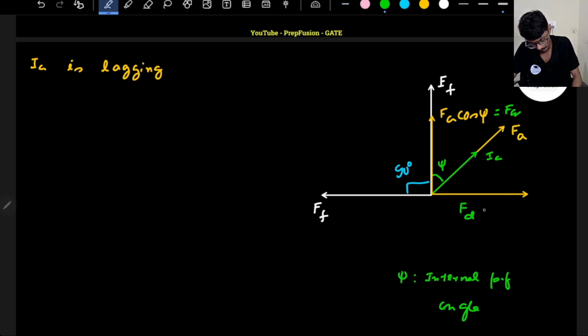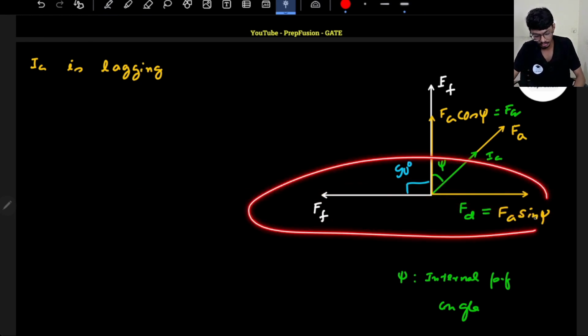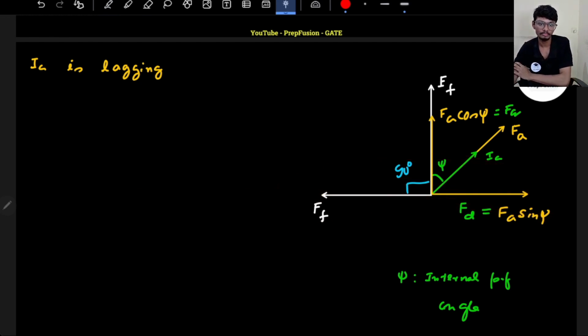FD is equal to FA sin xi. It is anti-parallel to the main field flux. Still it is in the same line, right? So this is in the same line, so it will be opposing to the main field flux FF.